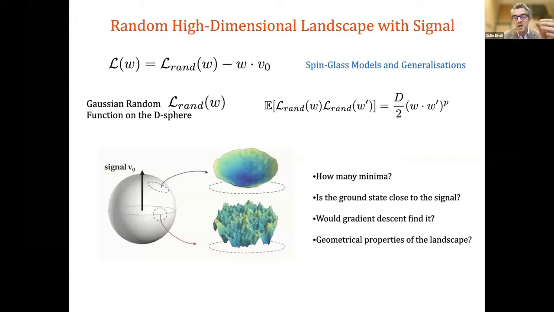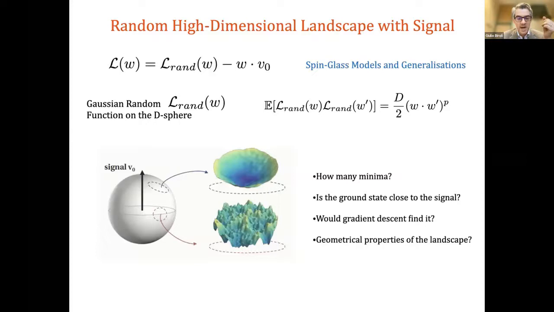So you have a competition between finding the signal and this random part. In disguise, even if you don't see it, this is a kind of spin glass model, and generalizations of this have been studied a lot. In a geometric way, you have the system on the sphere, and the direction of the signal here. Again, a sphere in d dimensions means that the majority of the points are not at the north pole.